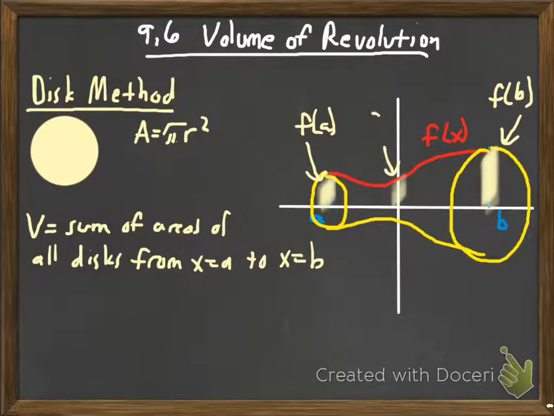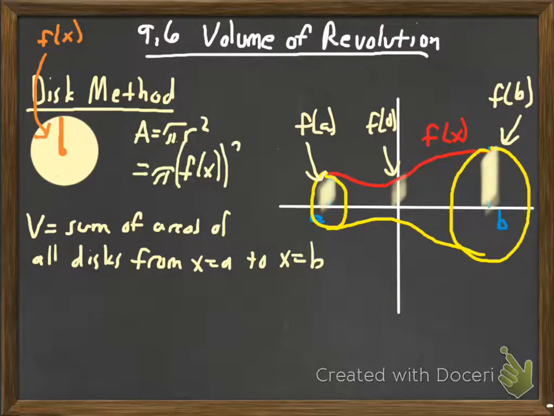Alright, so my point being that the radius of this disk corresponds with the value of the function at whatever value of x you happen to be examining. Which means that we can say the area of each one of these disks is equal to pi times f of x squared.